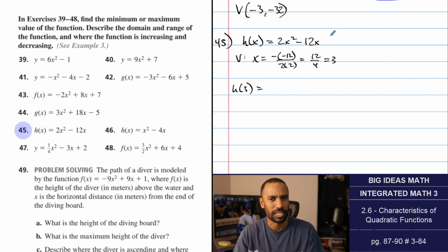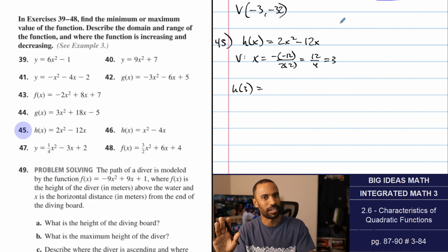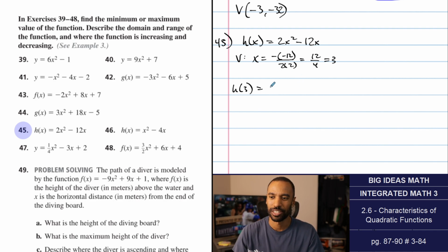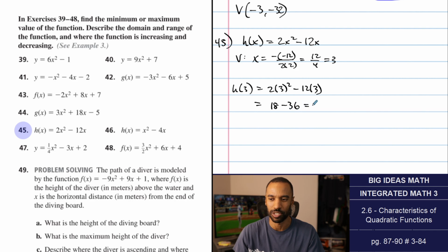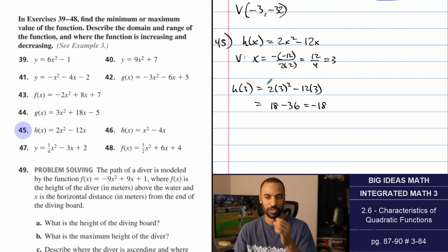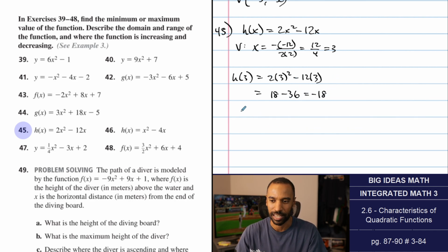Forget what I just said. That doesn't have anything to do with the vertex. Y-intercept isn't always the vertex. Let's calculate this. 2 times 3 squared minus 12 times 3. All right, this will be 18 minus 36, which is negative 18. It's got a y-intercept of 0. That's not the same as the vertex. Vertex is at 3, negative 18.